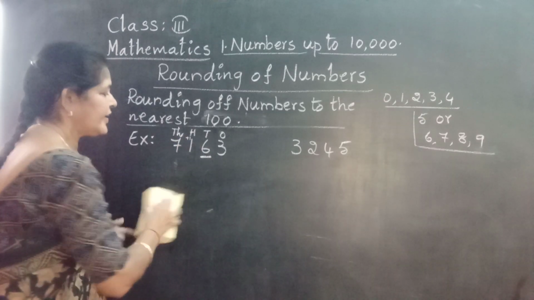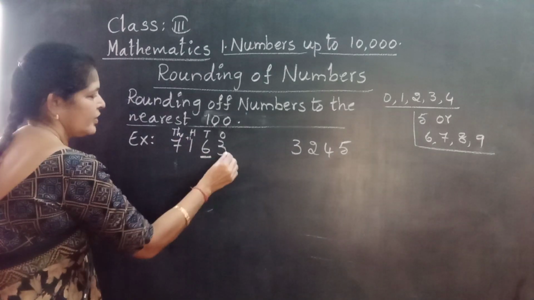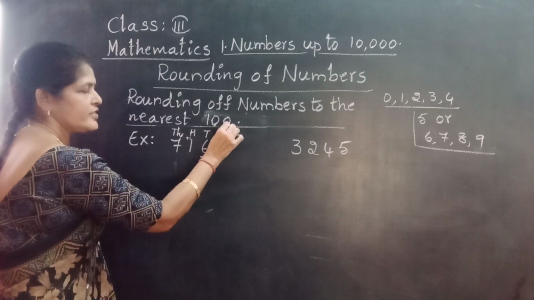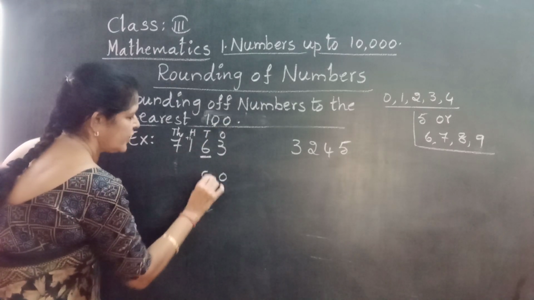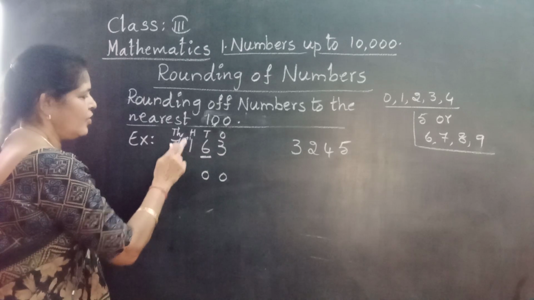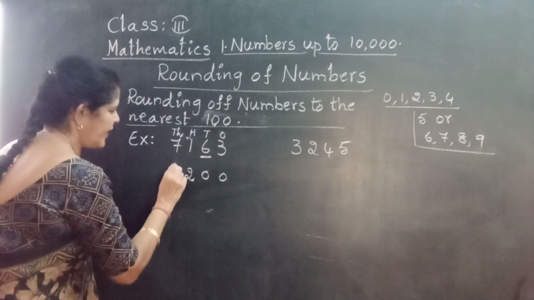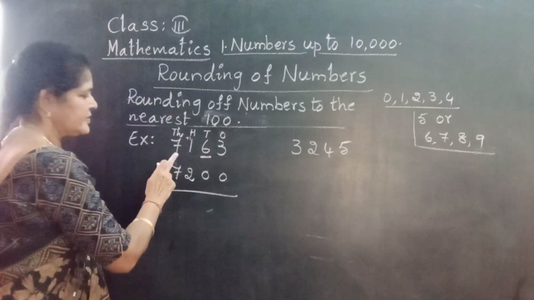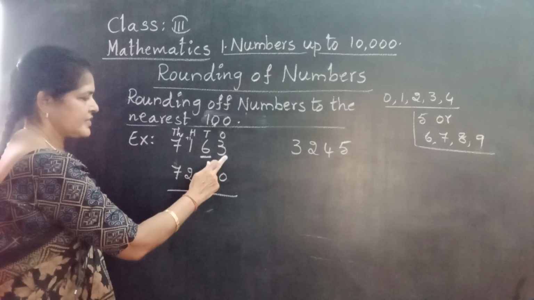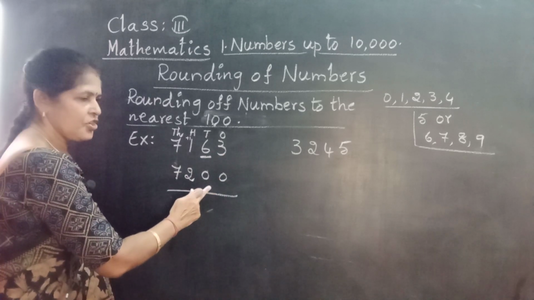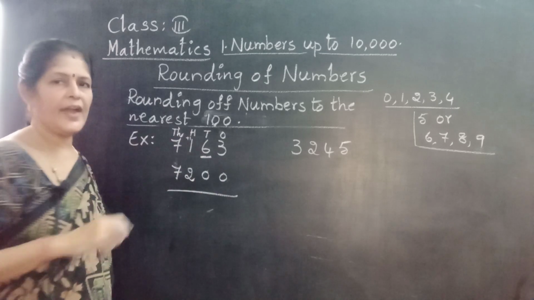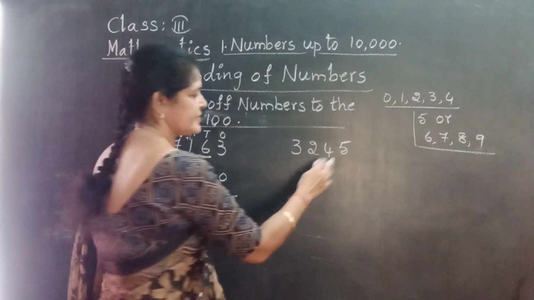Now write the remaining digits. See, 100 has 2 zeros, that's why put 2 zeros in the ones and tens. 1 plus 1 is 2. Write the thousands place number. 7,163 is nearest to 7,200. Now come to this example.